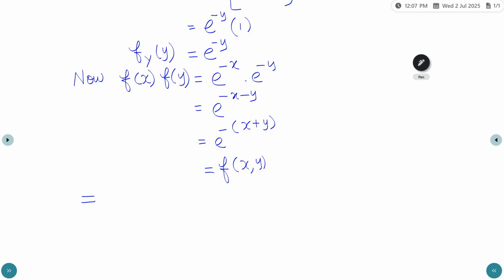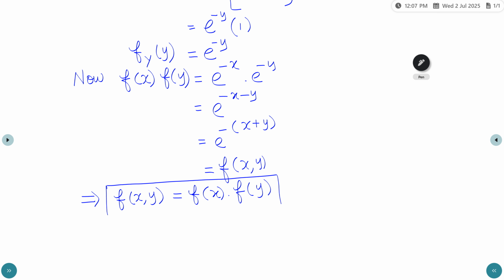This implies that f of x comma y equal to f of x into f of y. So this is the condition for X and Y to be independent. Hence we proved that X and Y are independent.